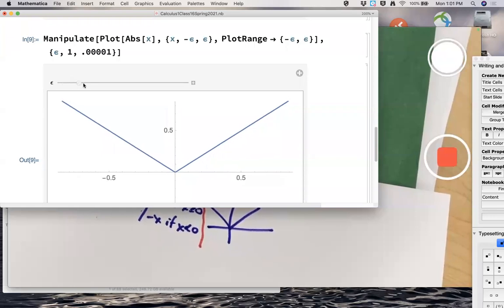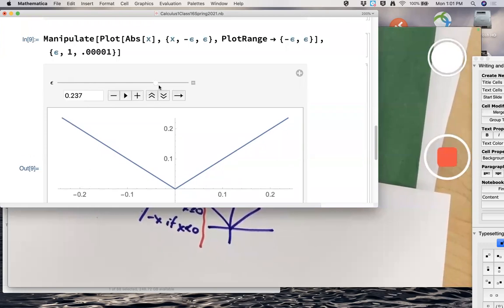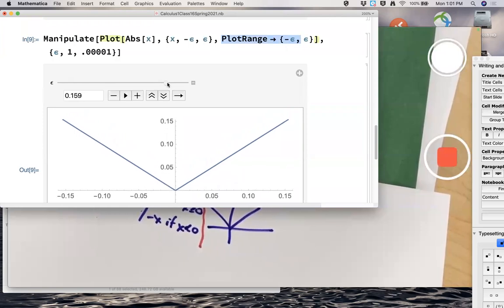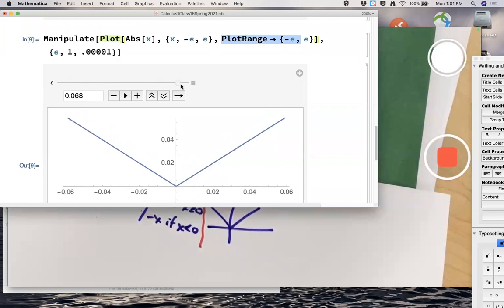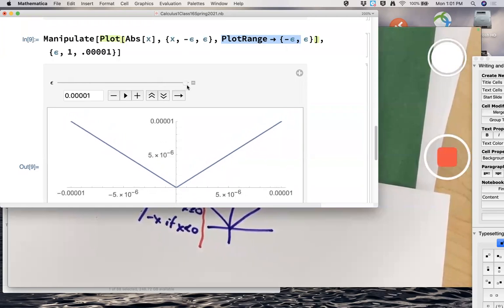Here, if I let epsilon go towards 0 again, the graph does still pretty much have the same shape. It has the basic same shape, like a V. And at the origin, it never looks more and more like a line. It still looks like the tip of a V. Because of that, this function fails to be differentiable at the origin.